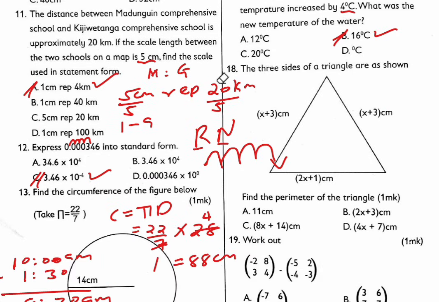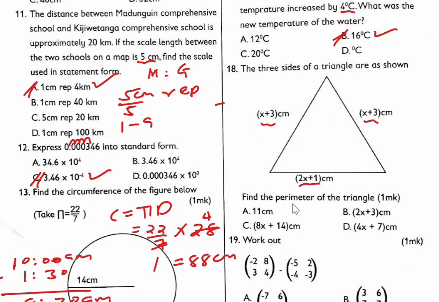Number 18. The 3 sides of a triangle are as shown. Here we have x plus 3, x plus 3, 2x plus 1. Find the perimeter of the triangle. Perimeter is the distance around a figure. So we're going to add all these three. So perimeter will be, you can start with x plus 3 plus x plus 3 plus 2x plus 1.